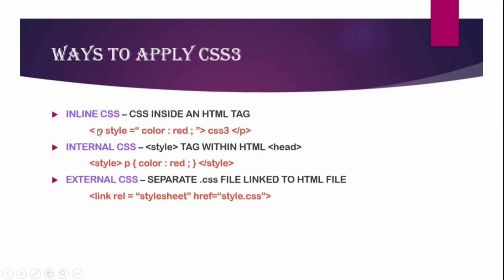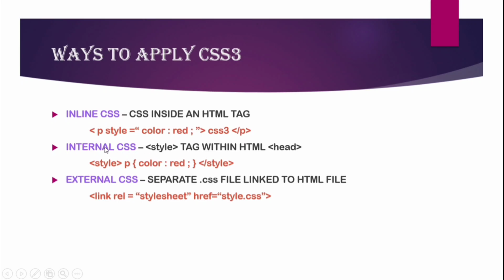So p is the paragraph tag, right? For the paragraph tag, I am directly applying the style here. I am adding style equal to, and I am setting color equal to red. This is the inline style that we add directly to any particular HTML element that we want. Then we have internal CSS.